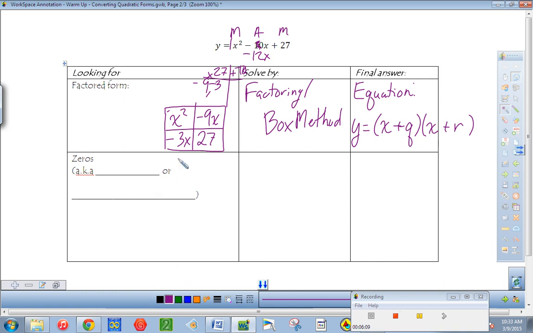All right, factor these out. What do you get? Negative 9 x and negative 3. So our actual factored form here is y equals x minus 9, x minus 3. Cool?